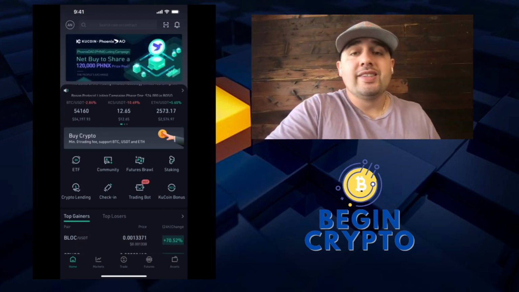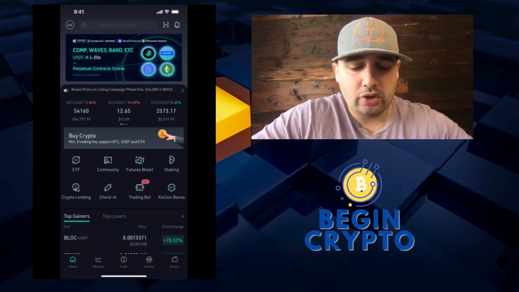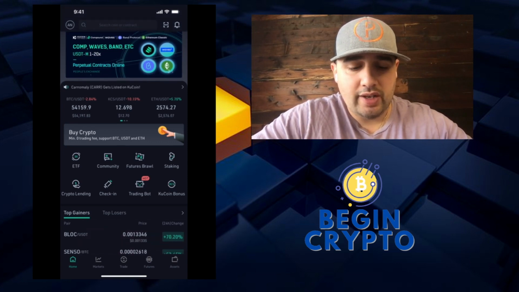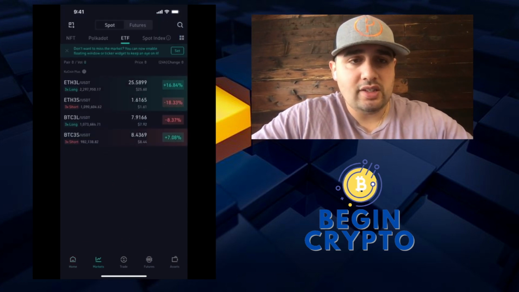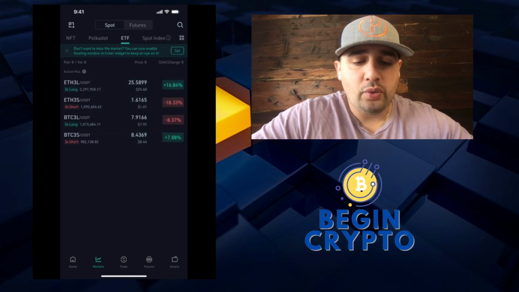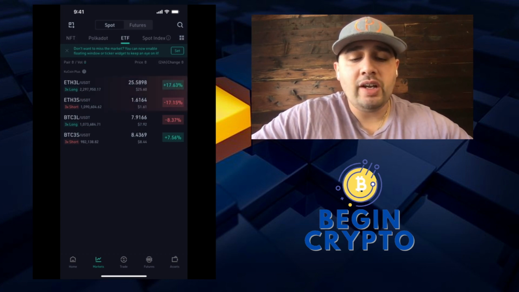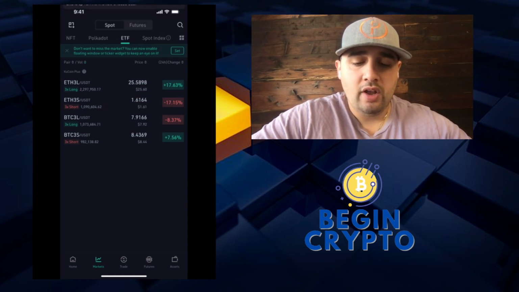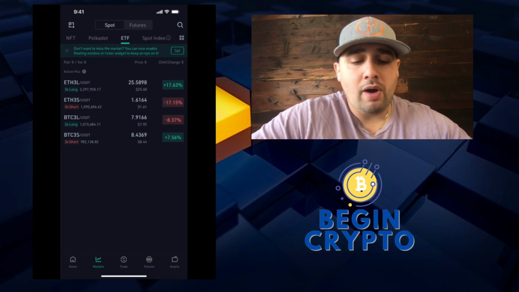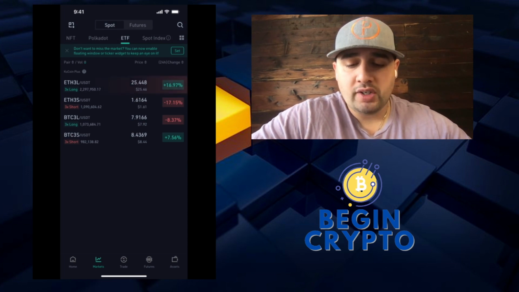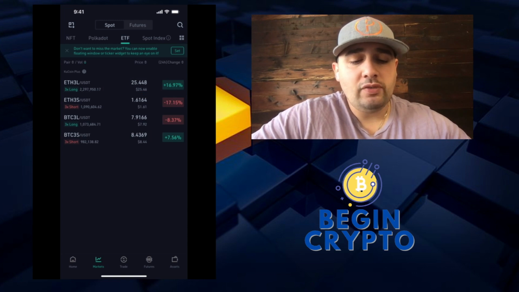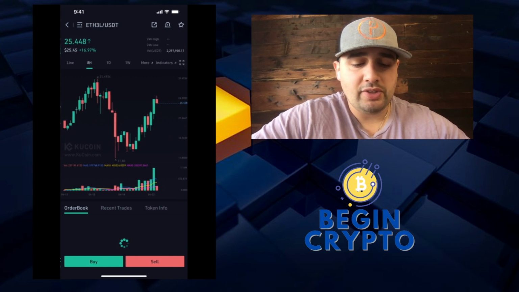So what you guys are going to do to get to this trading leverage here is click the 3X ETF down here. From there you can see ETH3L, ETH3S, BTC3L, or BTC3S. What that stands for, guys, is Ethereum 3X long, Ethereum 3X short, Bitcoin 3X long, Bitcoin 3X short. As you can see, if you bought into the Ethereum short, right now you'd be down 17%. If you had bought into the Ethereum long 3X, you would be up 16.97%. So let's go ahead and look at the chart really quick.